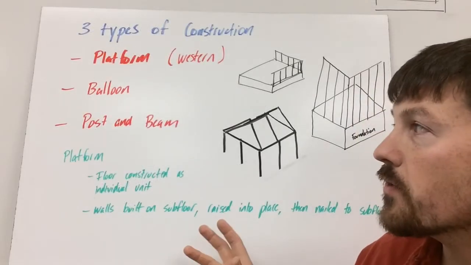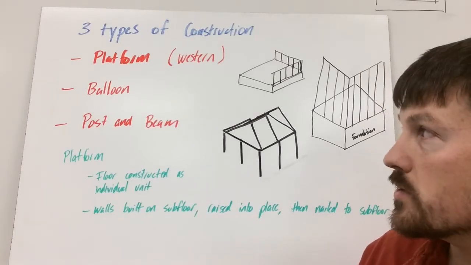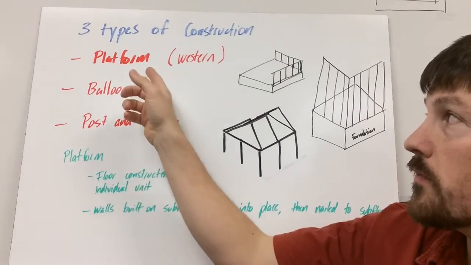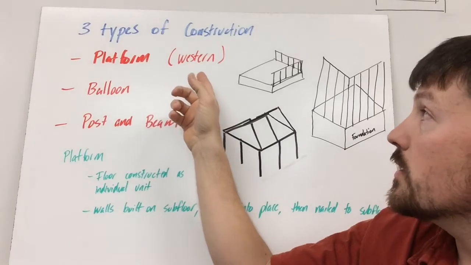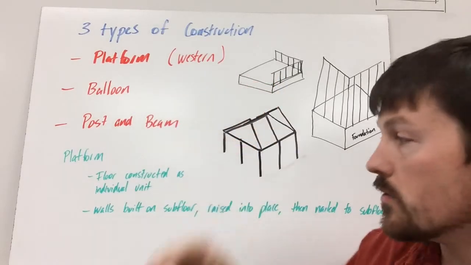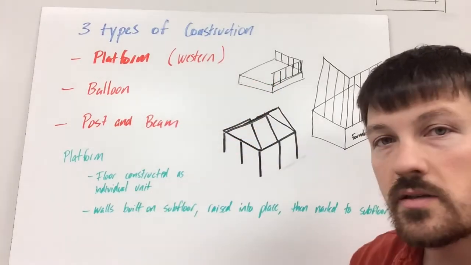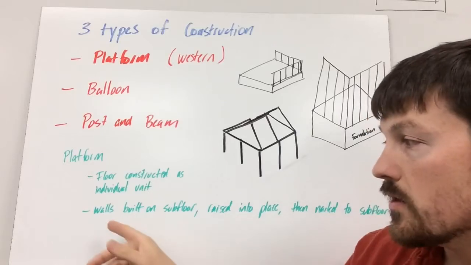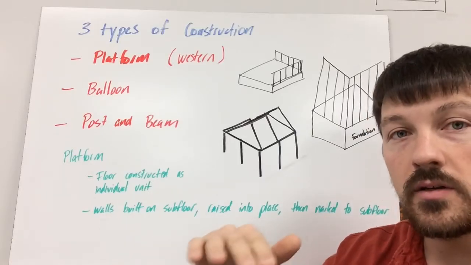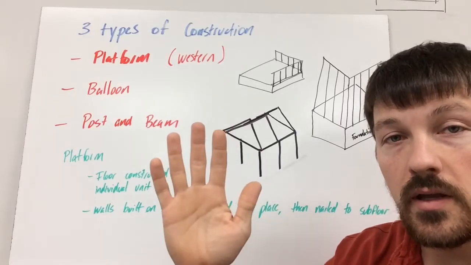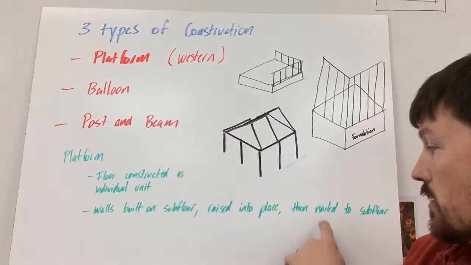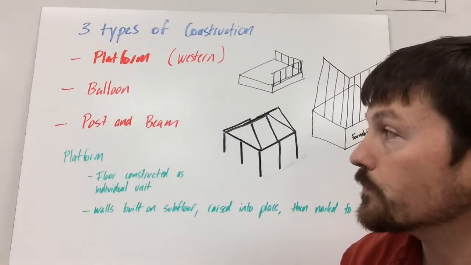There's three different types of framing you're going to see in residential construction. We have platform framing, which is also called Western framing, and that's where we build a platform. The platform is constructed as an individual unit, and then the walls are built in place on top of the subfloor, then they're tilted into place. Once they're tilted into place, they're nailed to the subfloor.